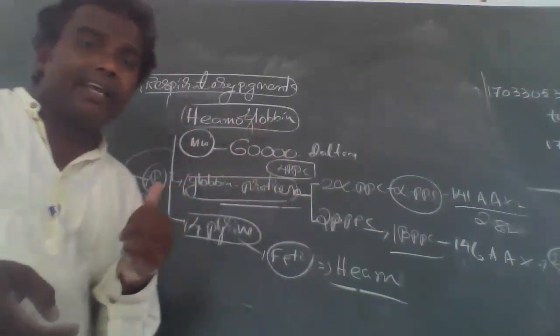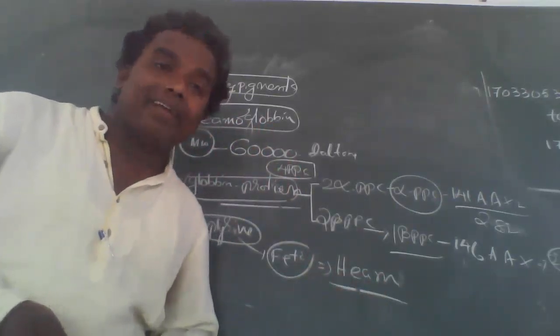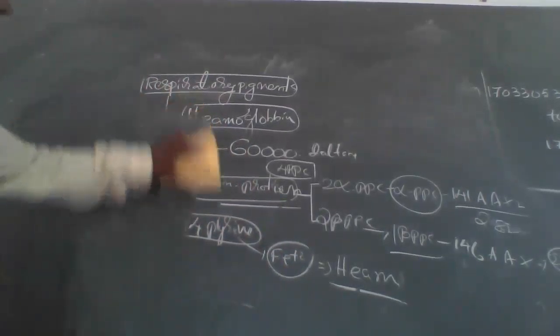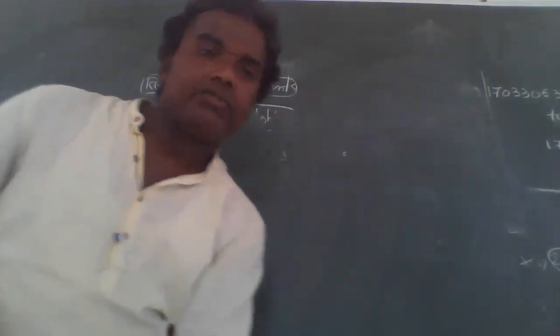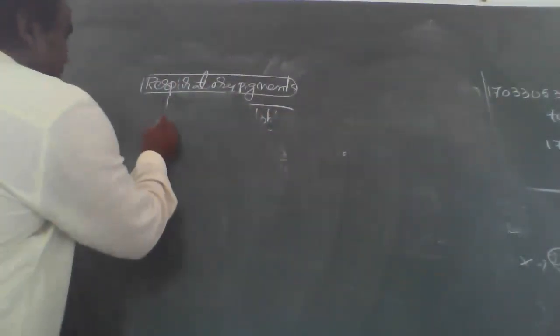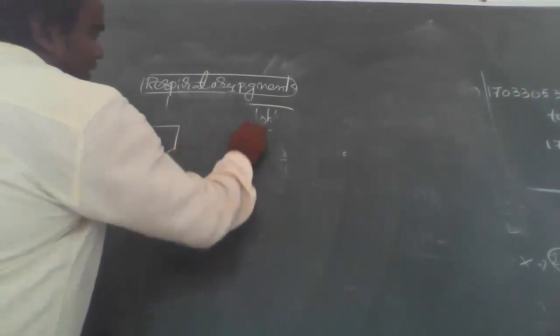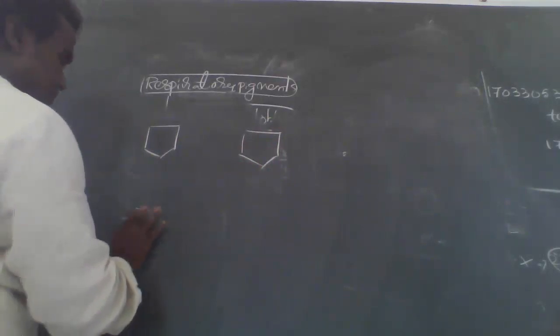How many hemes are there? Come and tell me. You know very well, there are 4 hemes. For example, I would like to draw the structure. For example, see, this is one of the pyrenes.